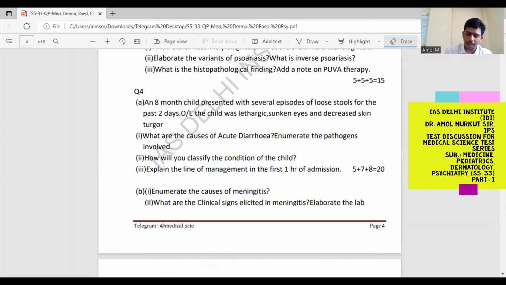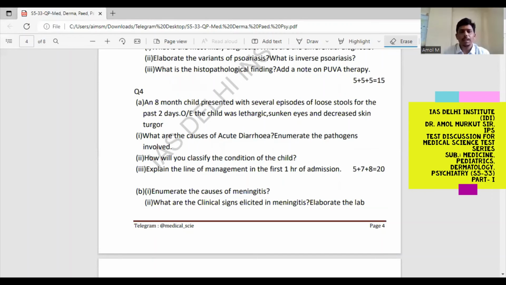Question 4. An 8-month child presented with several episodes of loose stools for the past 2 days. On examination, the child was lethargic, with sunken eyes and decreased skin turgor. What are the causes of acute diarrhea? Enumerate the pathogens involved. Causes of acute diarrhea: various bacterial and viral infections, or parasites.